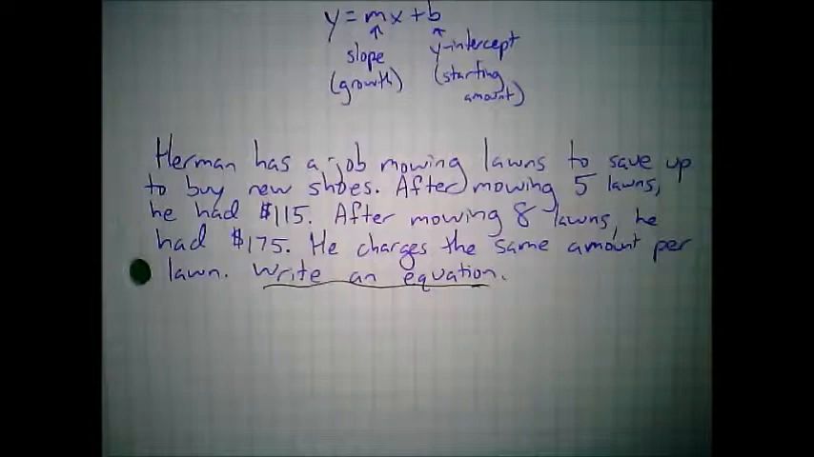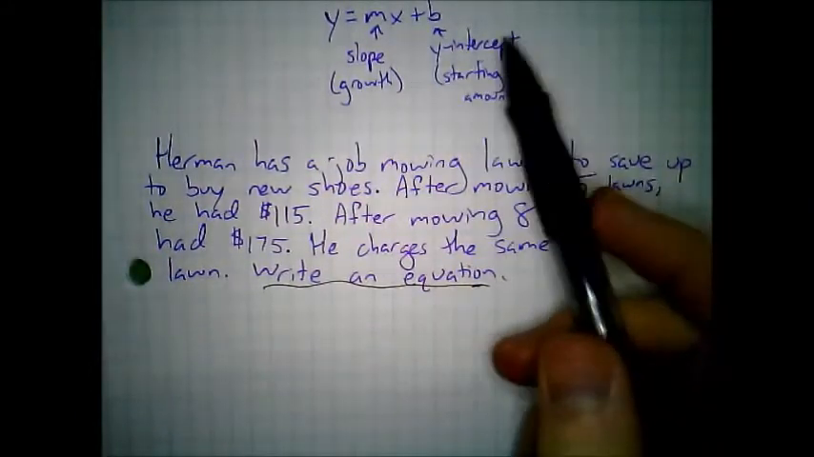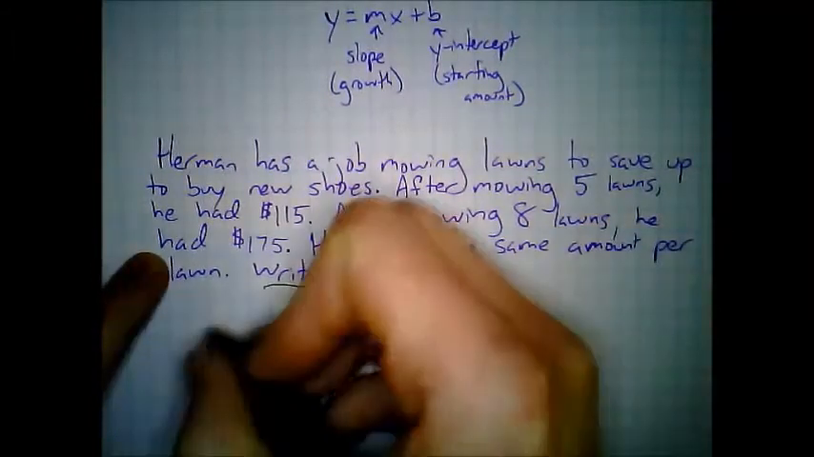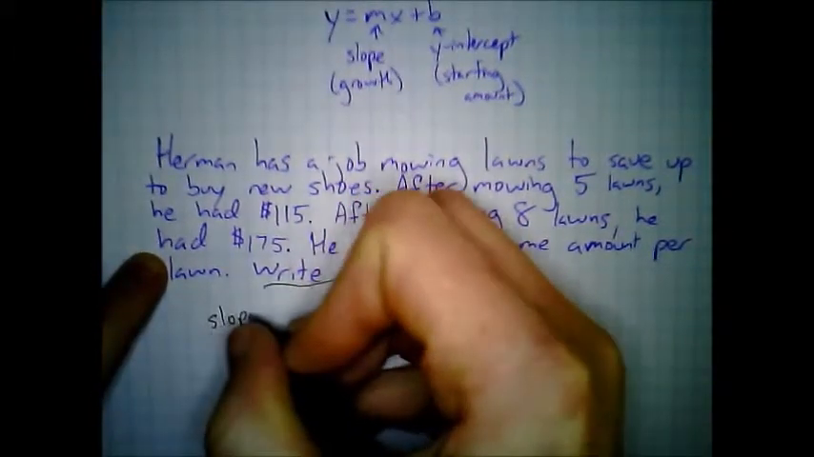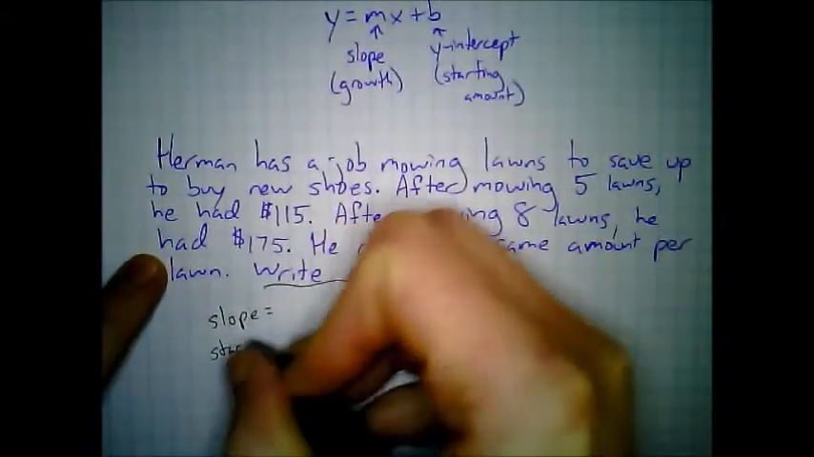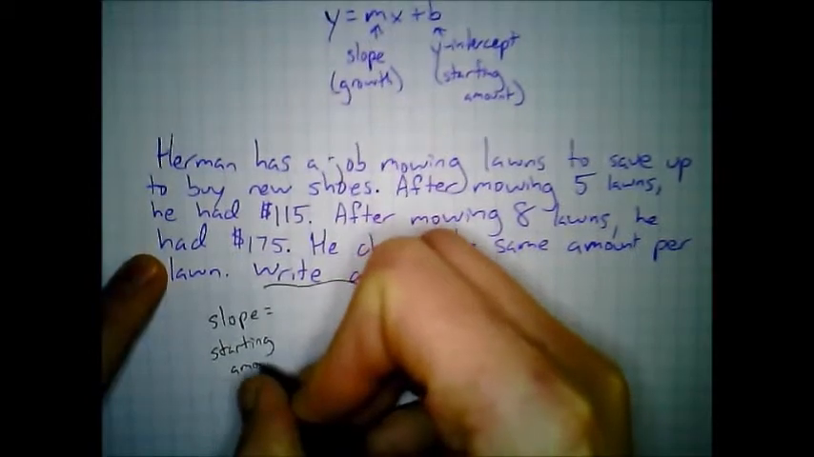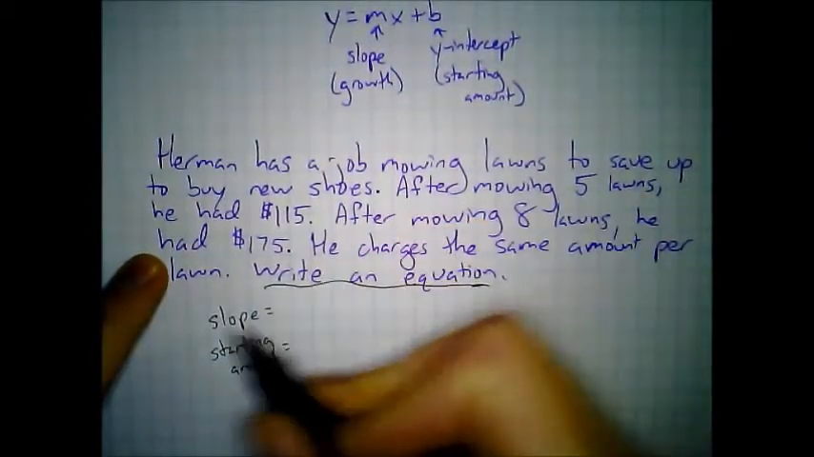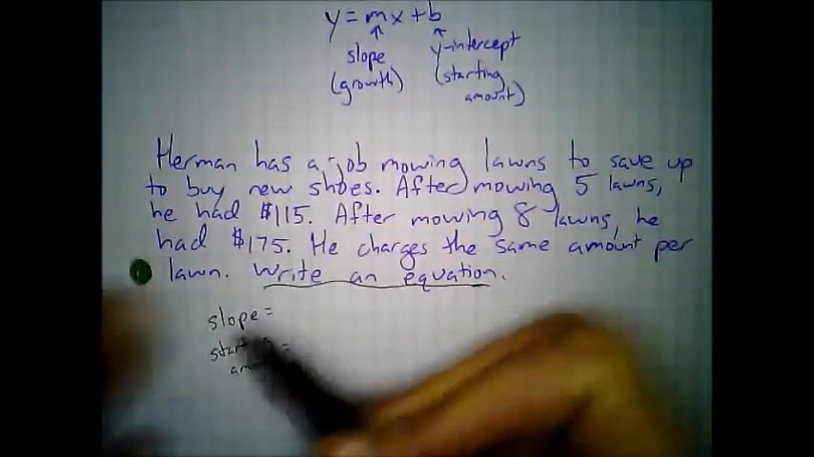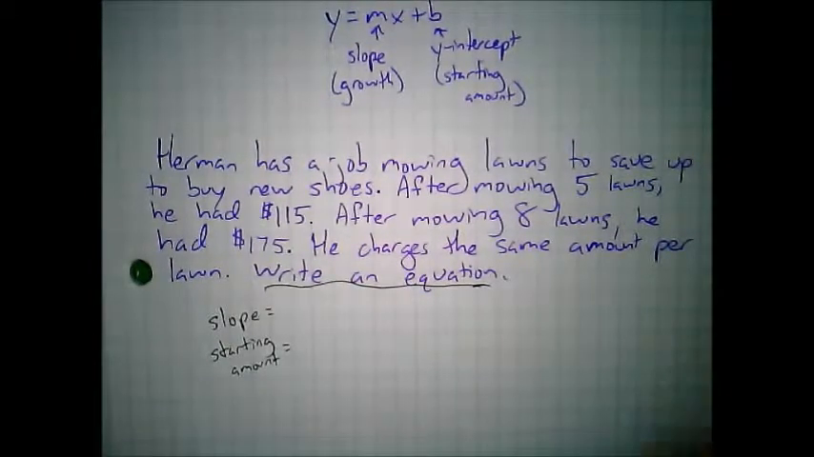So we want to write the equation of a line, and when we're writing the equation of a line, we need the slope, or the growth, and the y-intercept. So this is what we need to identify. What is our slope, and what is our starting amount? How much money did he have to start with, and how much money does he get per job? The slope in this situation would be how much money he gets per job, and the starting amount would be how much money he really had before he started working.